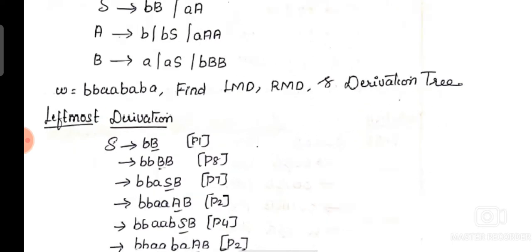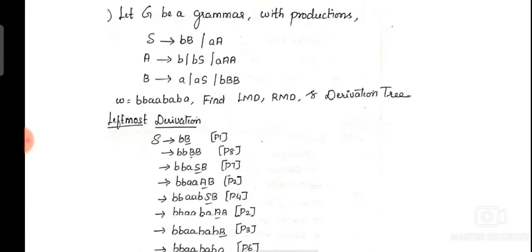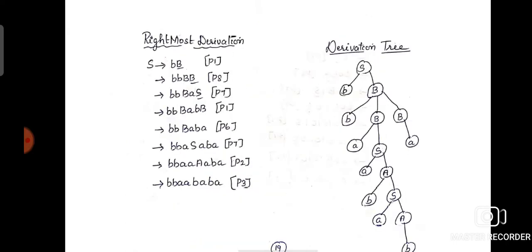And the important thing is, in the second step our derivation will be bb, capital letter B B. At this point, in the next step we have to apply the substitution for the leftmost non-terminal. So in the leftmost derivation, in each step we have to replace the leftmost non-terminal and perform the necessary substitutions. And finally we will produce the string.